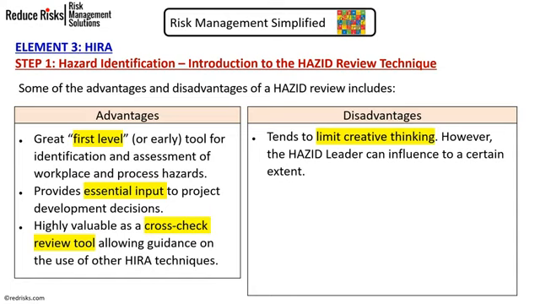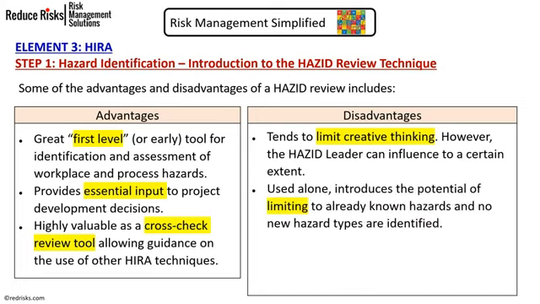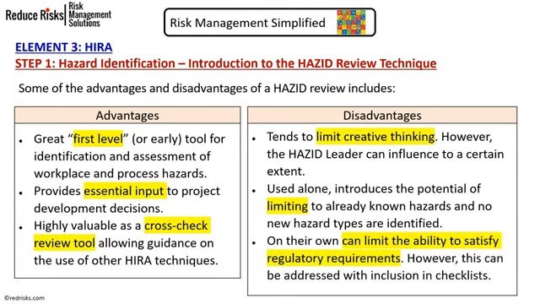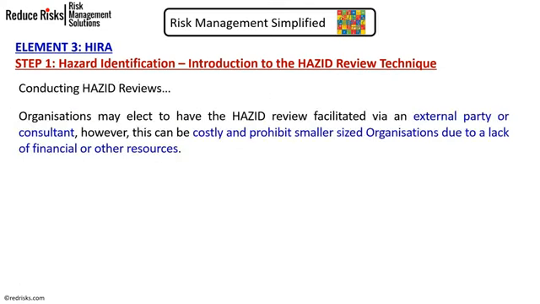The disadvantages are that it tends to limit creative thinking. However, the hazard leader can influence that to a certain extent. Used alone, it introduces the potential of limiting to already known hazards, and no new hazard types become identified. On their own, they can limit the ability to satisfy regulatory requirements. However, this can be addressed with the inclusion in the checklist if there are any specific regulatory requirements. The organization might decide to have it facilitated by an external party or a consultant. However, this can be costly, and it will prohibit smaller organizations due to a lack of financial or other resources.